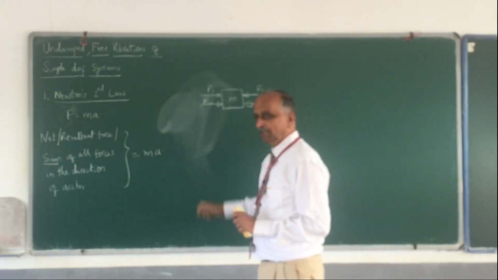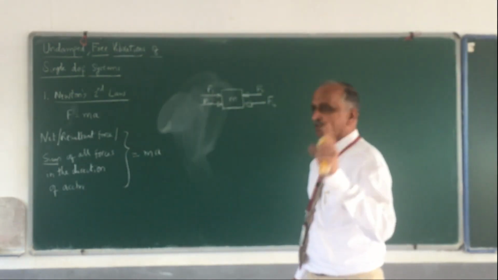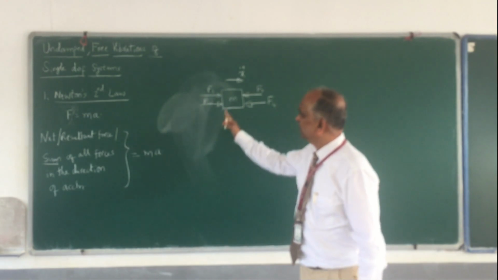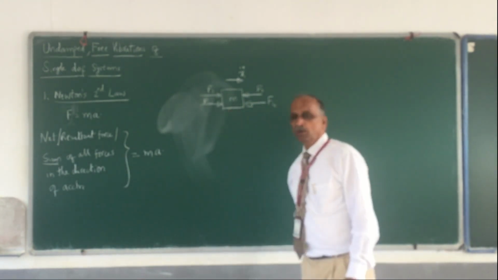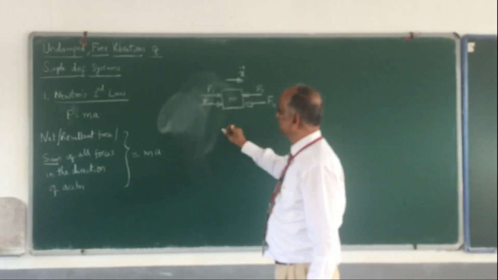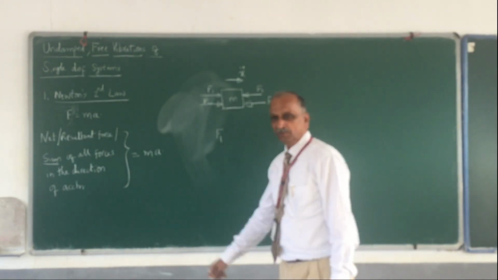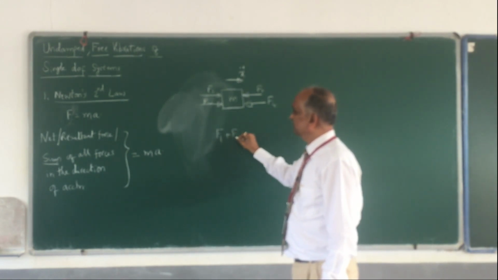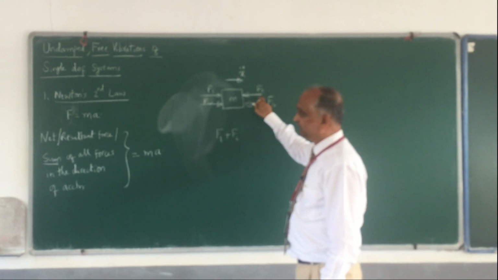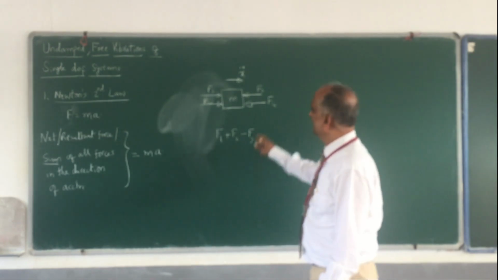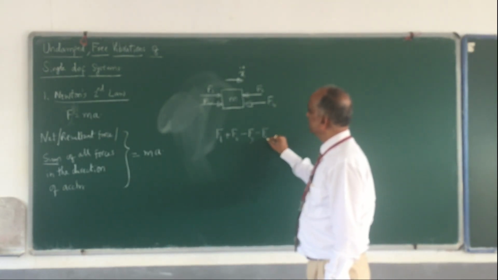What does it say? On the left hand side, the resultant force in the direction of acceleration. The mass is moving in this direction with an acceleration of, say, x double dot. Now what are the forces in the direction of acceleration? The force F1 is in the direction of acceleration, so on the left hand side I am writing F1. Then F2 also is in the direction of acceleration, therefore plus F2. Then this F3 is opposite to the direction of acceleration, therefore I shall write it as minus F3. And this also is opposite, minus F4.